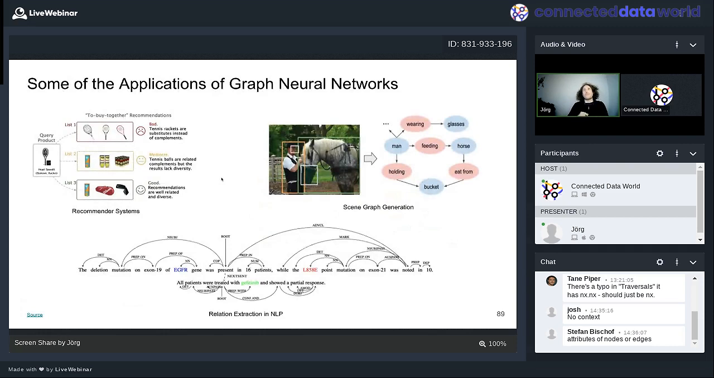What can those graph neural networks be used for? They can, for example, be used for natural language processing, recommender systems, as is also the case with Uber Eats, or scene graph decomposition when we want to do image analysis.